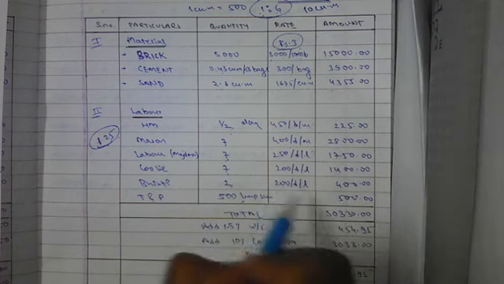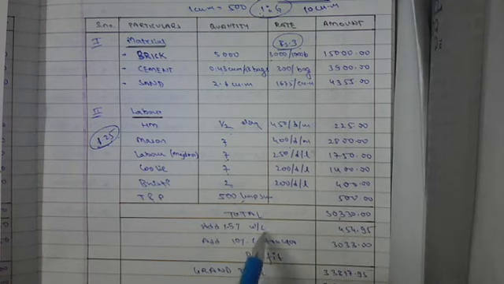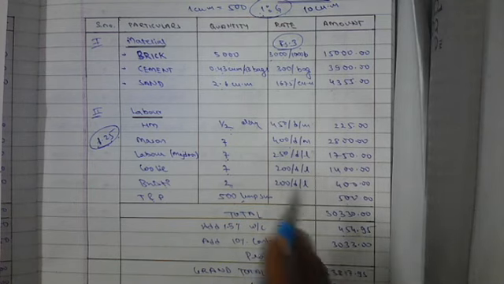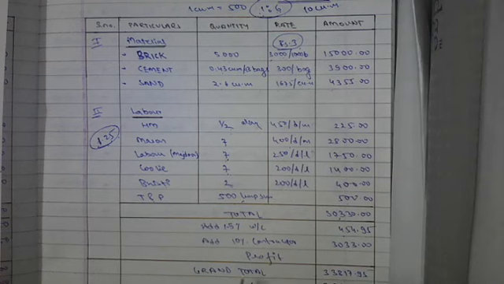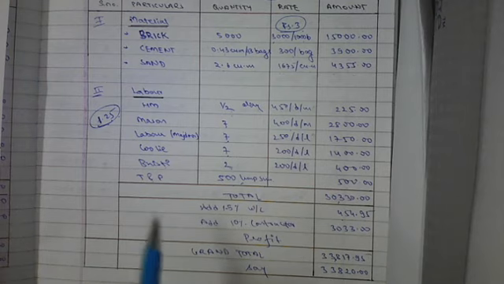We add all these quantities, so we get 30,330. Now 1.5% for water charges is 454.95 rupees, and 10% contractor profit is 3033. We add all these quantities, so we get a grand total of 33,817.95 rupees. So we will conclude it as 33,820.